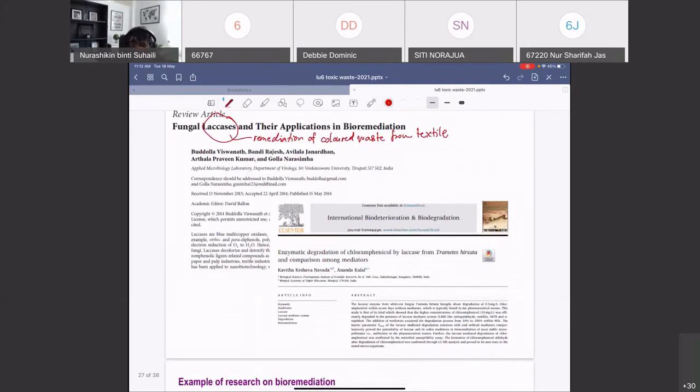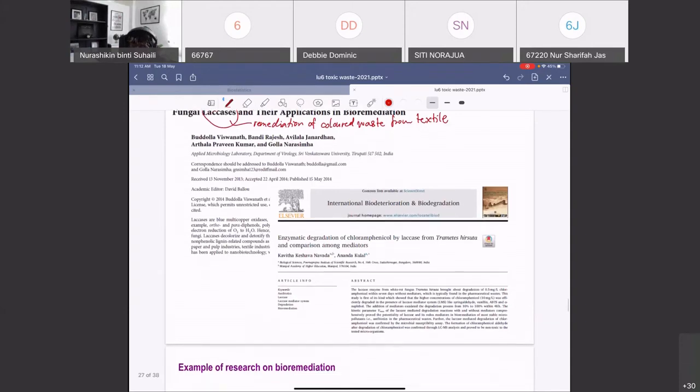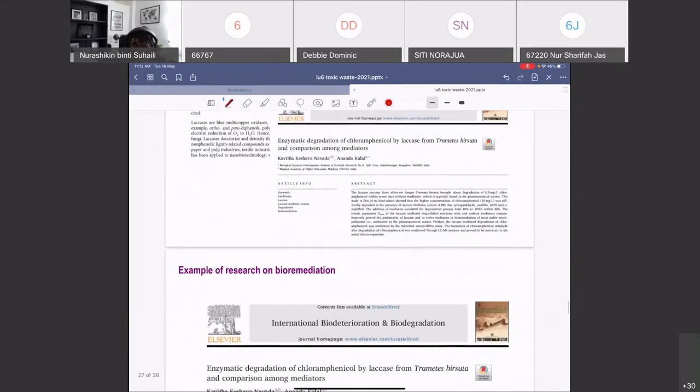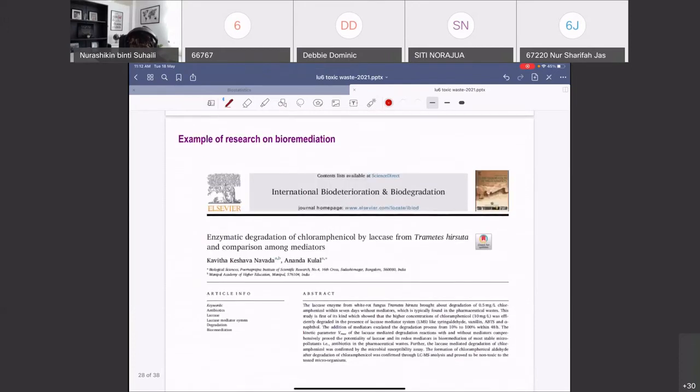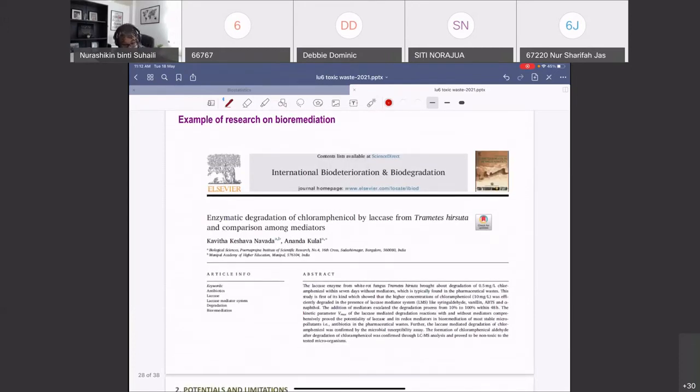So here I just want to give an exposure for you, like what people have done in the research related to bioremediation. Okay, so this is another example of the roles of laccases. Degradation of chloramphenicol, and the laccase is from this fungi, Trametes hirsuta. So there are different fungi that can produce laccases actually.